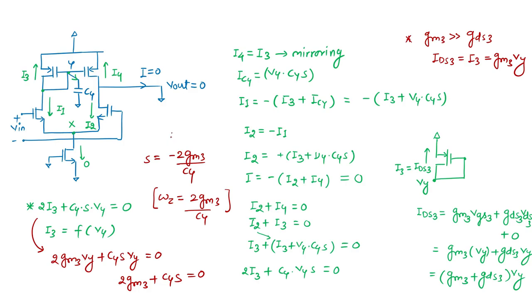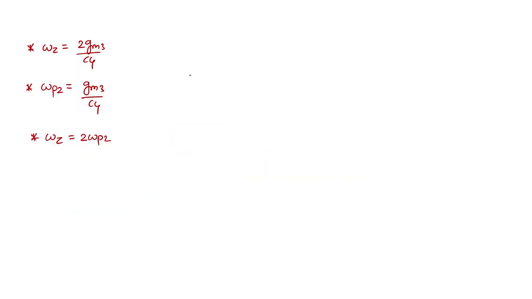So we have seen omega z is 2 gm3 by Cy, and omega p2 is gm3 by Cy. So I can say omega z equals 2 times omega p2. They are always at equidistance, so we cannot make any separation between omega z and omega p2, because one is twice the other; they are correlated. One thing to keep in mind: the negative sign indicates a left-half-plane zero, which is good for stability.